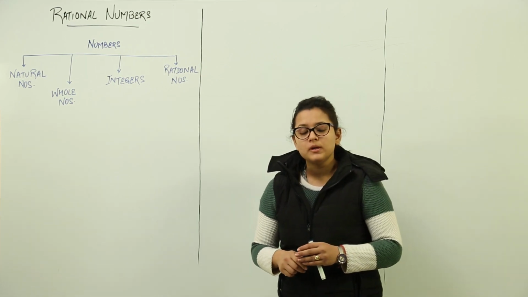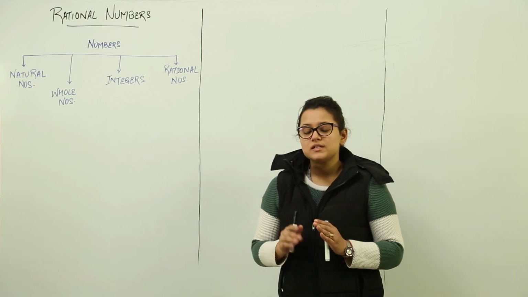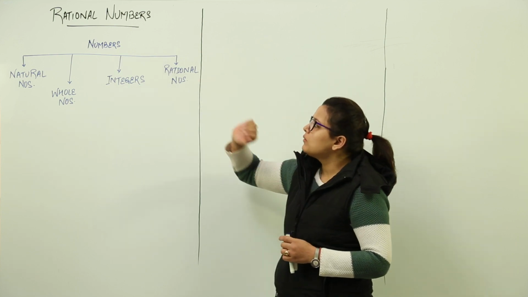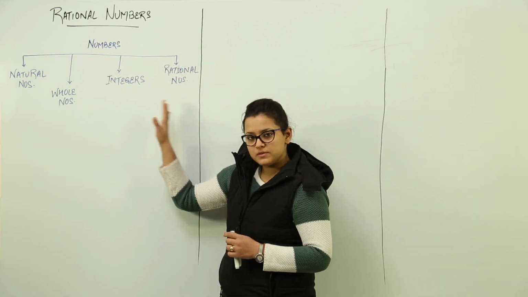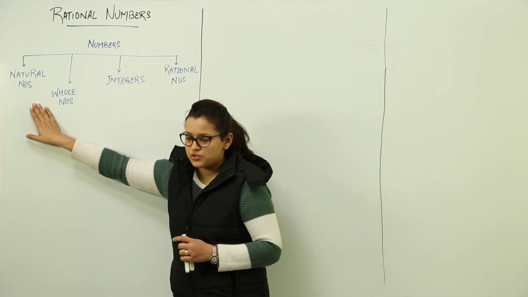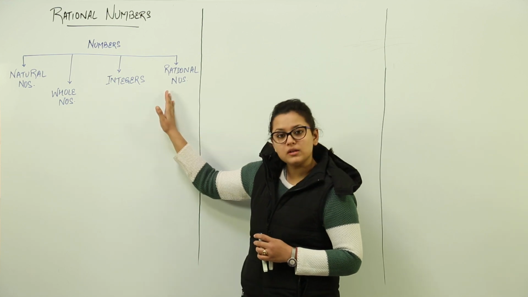So students, the topic for today's class is rational numbers. Before starting with rational numbers, I'll start from the basic, that is numbers. Now, numbers are of four types, broadly into four categories we can divide them. The first is natural numbers, whole numbers, integers and rational numbers.